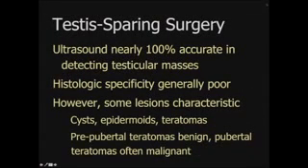One thing I think when you're scanning kids, especially prepubertal kids, is you have to consider trying to make a diagnosis when you can, because you can offer these children testis-sparing surgery. So ultrasound is nearly 100% accurate in determining whether a mass is present. And like I said, the histologic specificity is generally poor. However, some lesions do have some pretty characteristic appearances. Cysts, epidermoids, and teratomas. And like I said, prepubertal teratomas have always been benign. There has never been a reported case of a malignancy in a prepubertal teratoma.